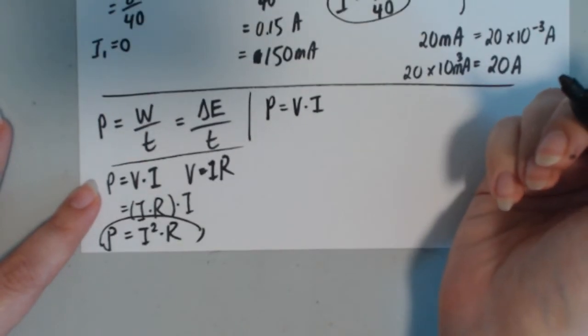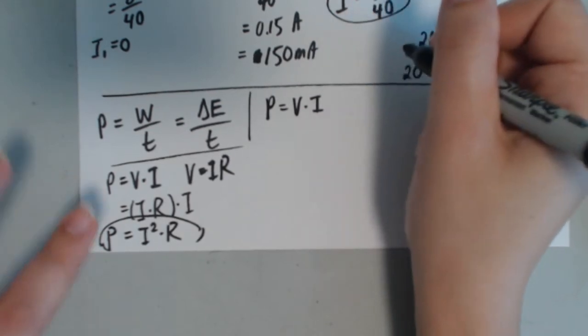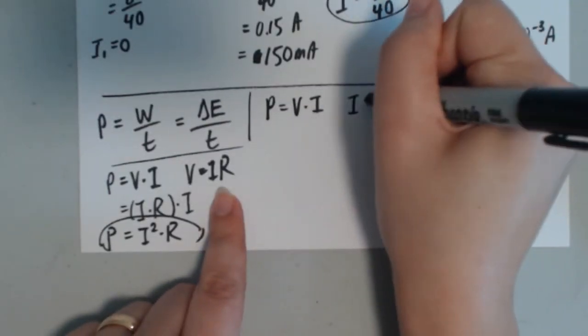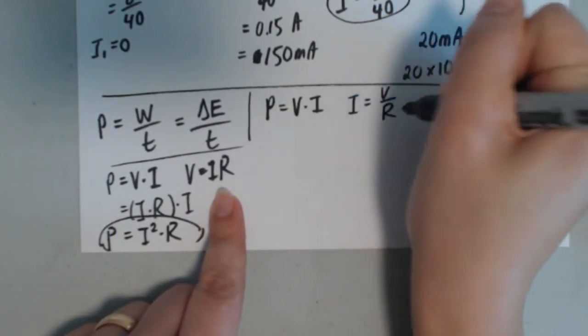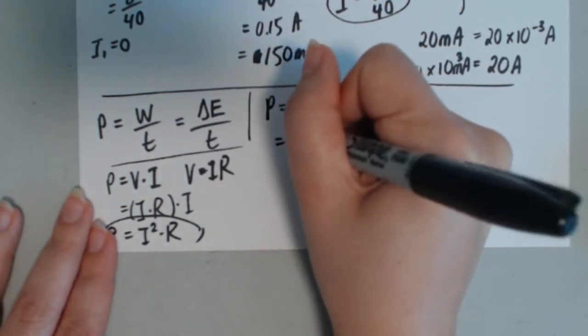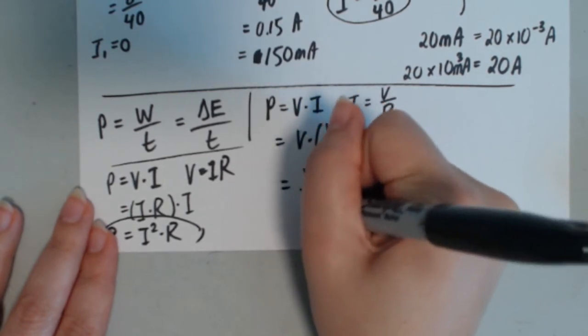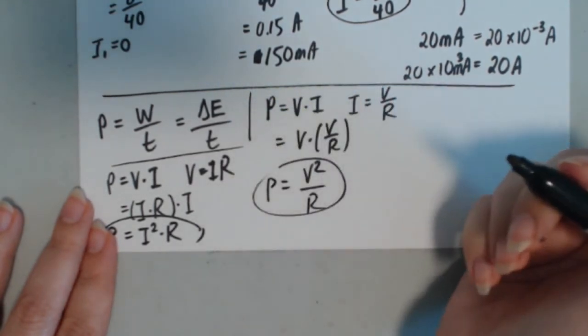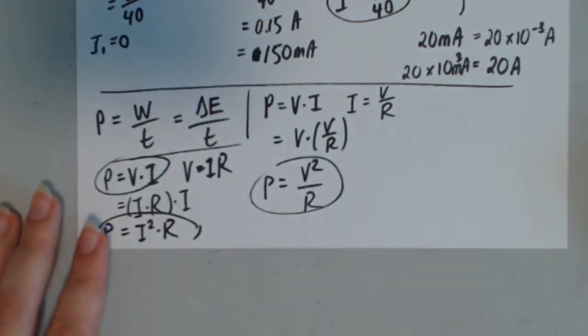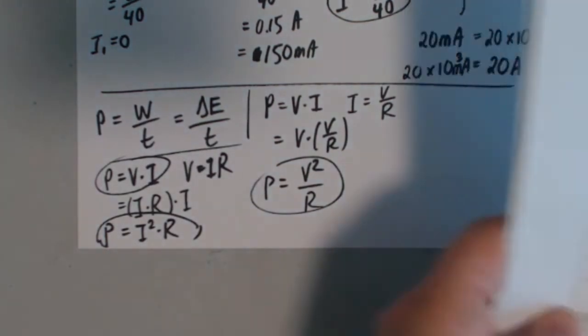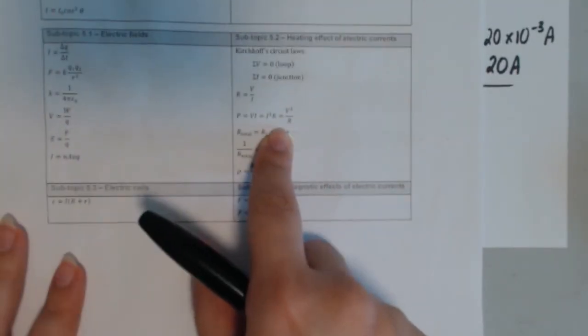All right, the second formula, P is equal to V times I. Now, if I rearrange Ohm's law, I get I is equal to V over R. Okay, so that's V times V over R, and I get V squared divided by R. So there's my other formula. These three formulas are in your data booklet, right here.